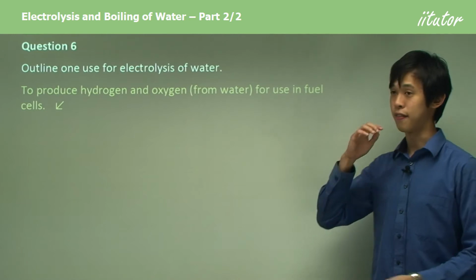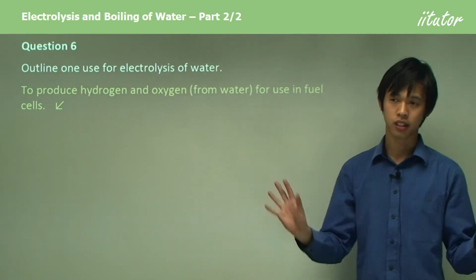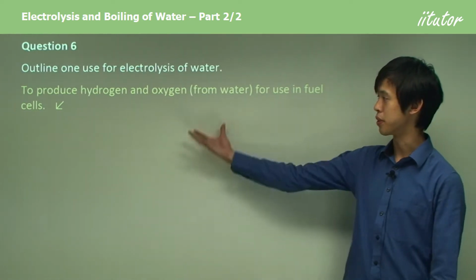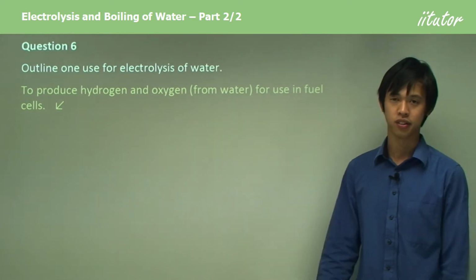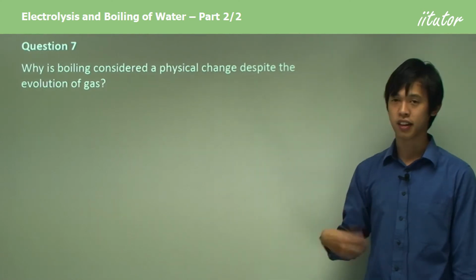Fuel cells are a very, very exciting new technology that might help this whole climate change issue in the future. So one way to use electrolysis is to produce this hydrogen and oxygen for use in these new fuel cells. Why is boiling considered a physical change despite the evolution of a gas?